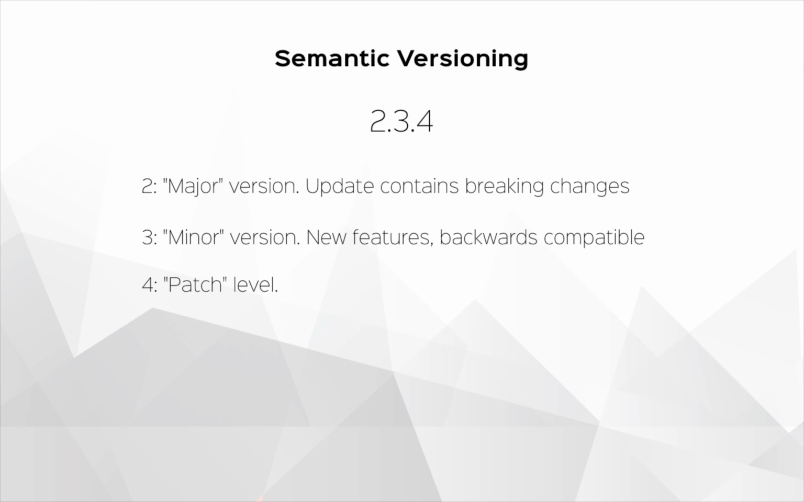The minor is the 3. An uptick in the minor version indicates that new features have been added in a backwards compatible manner. The 4 is the patch level. Each uptick in the patch level notes backwards compatible bug fixes.